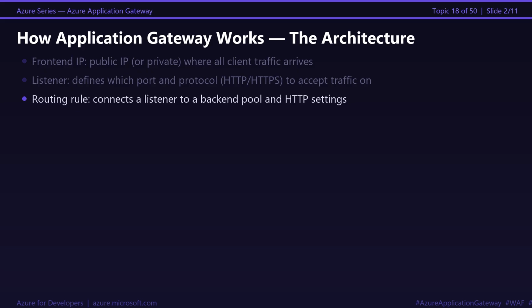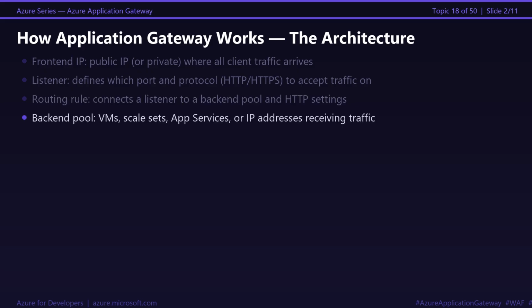Stage 5, HTTP settings. How the gateway talks to your backends. Which port? Which protocol? Whether to use cookie-based affinity. This is the control panel for the last mile.